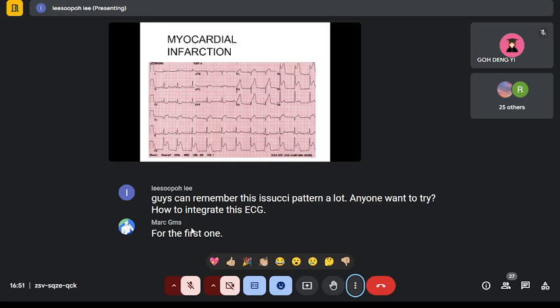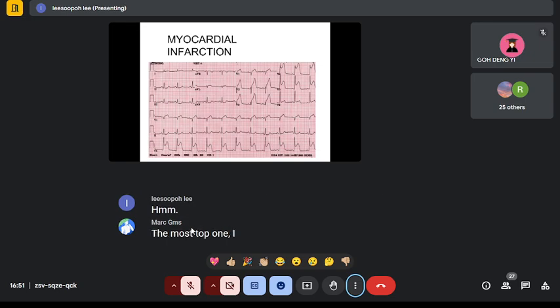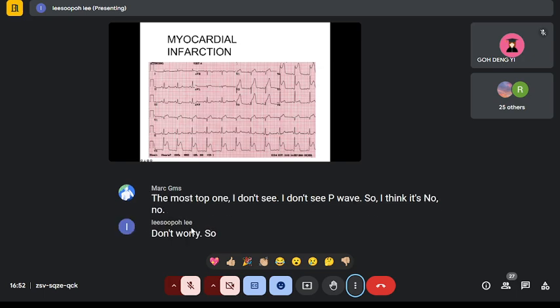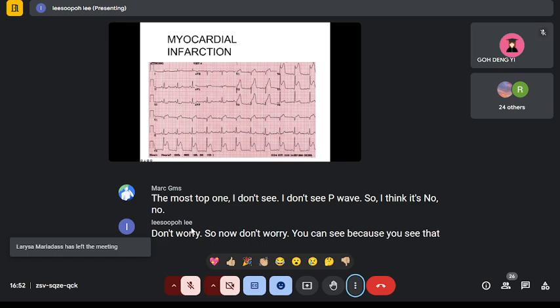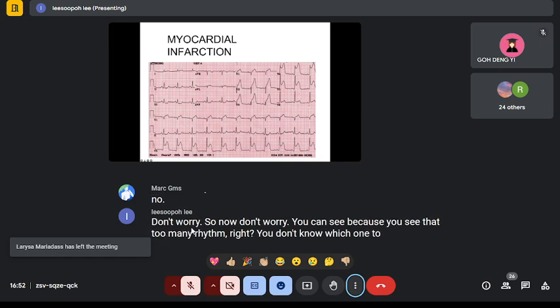For the first one, the most top one, I don't see P wave. So I think it's ventricular. No, no, don't worry. Because when you see there are too many rhythms, right? You don't know which one to see.